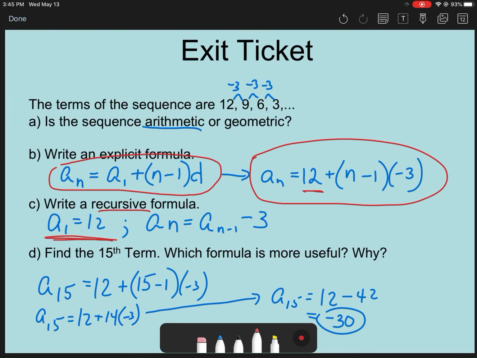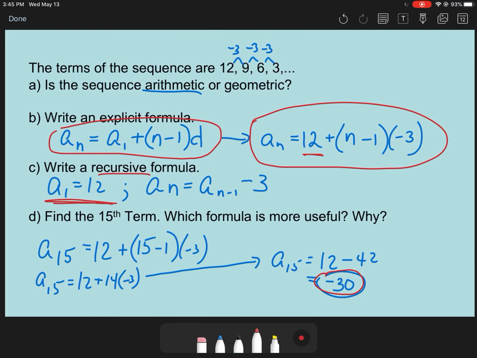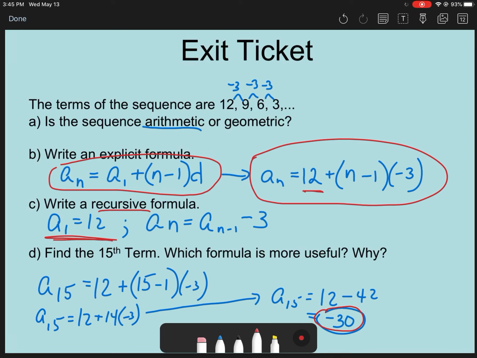And to find the 15th term, it's much easier to use the explicit than the recursive, because if it's recursive, we've got to start all the way from the first term, go all the way up to the 15th term. It's going to be a whole lot easier if we use the explicit formula and plug in the values that we need. When you do that, you get an answer of -30.